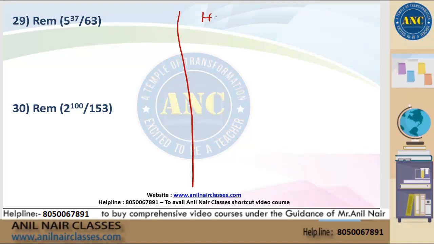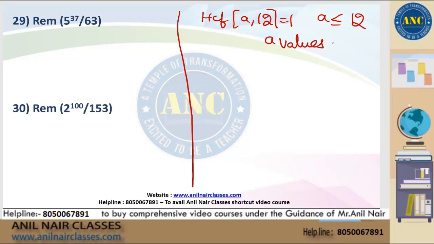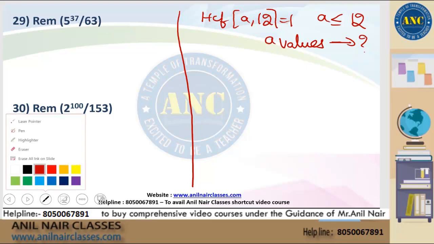What is he asking? HCF of a comma 12 equivalent to 1, a less than or equivalent to 12. How many values will a take? Is this the question, right? HCF of a comma 12 equivalent to 1, a less than or equivalent to 12. How many values will a take? Now see here.